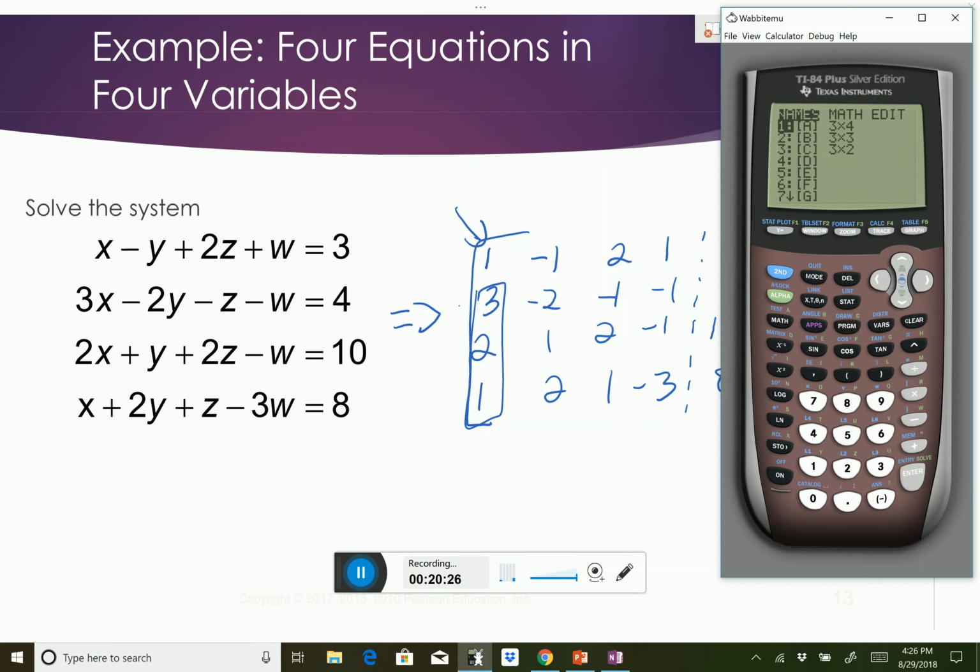Second matrix. I'm just going to edit my 3 by 4 a little bit more and make that now 4 by 5.